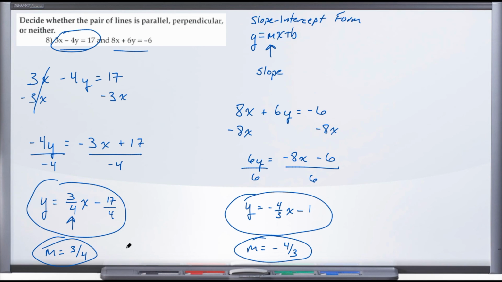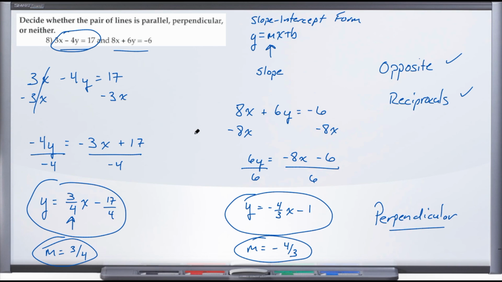All right, and so comparing these two slopes, we can see that one is positive, one is negative. So we're looking for opposite reciprocals. So again, one is positive, one is negative, so we've met the opposite criteria. And now we have 3/4 and 4/3. Well, those are indeed reciprocals of each other, and so since they meet both criteria, we can safely say that these two lines are perpendicular.